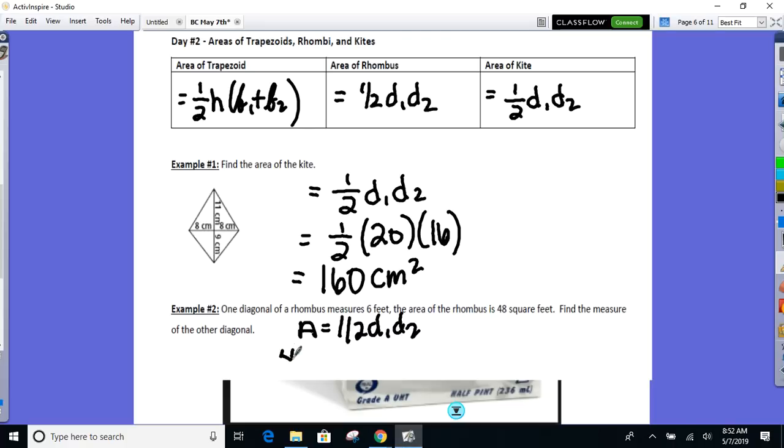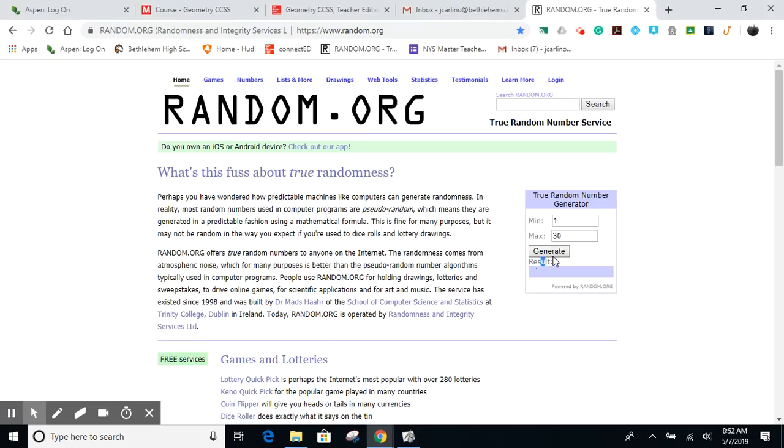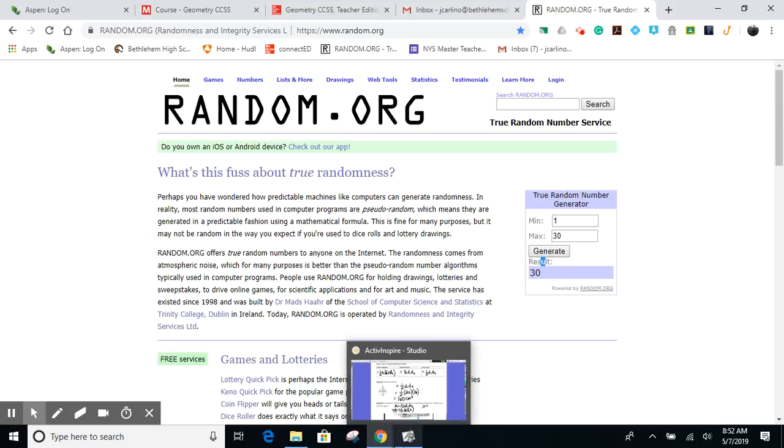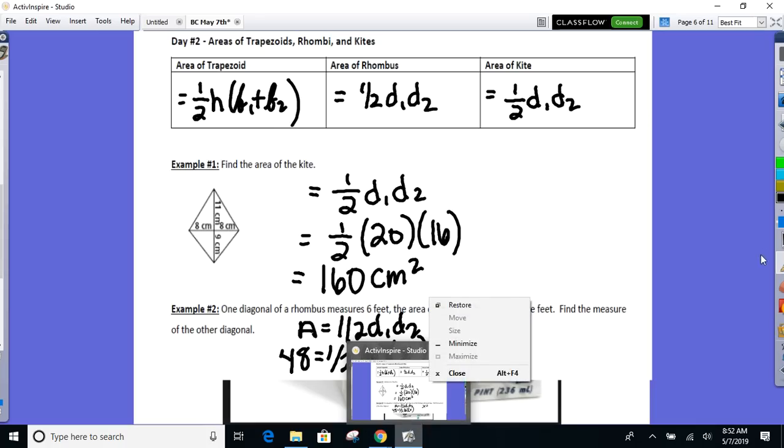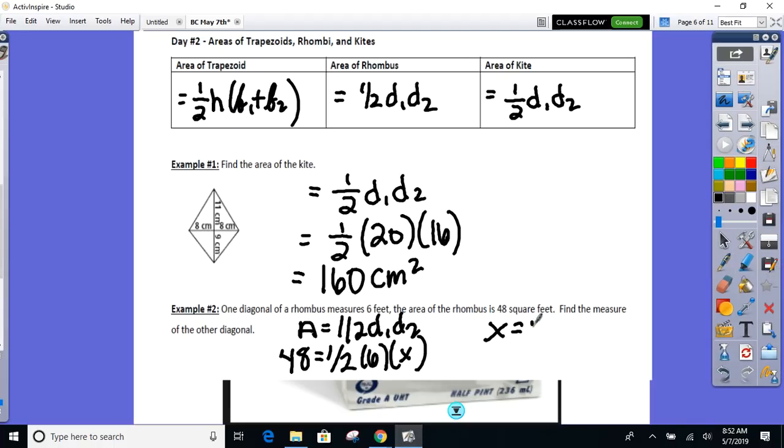So I'll plug it in for A, and then what other info did I get there, Colin? You got the first diagonal. Okay, so 1/2 times 6 times, looking for the other diagonal, X. Everyone all right solving that? We're okay. 1/2 times 6. Divide both sides by 3. And when you're ready, how about that other diagonal length? 16 feet. I think we got a winner there, yes.